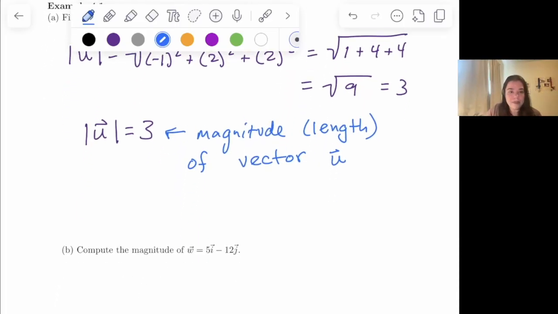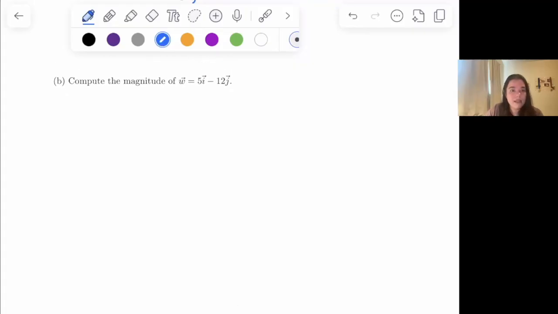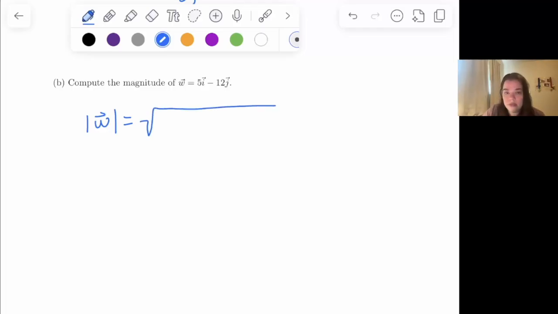Let's just do another. Part B, compute the magnitude of vector w. Notice there's only 2 components given to us here. So compute the magnitude of vector w using appropriate notation. We would say the magnitude of vector w is equal to, and then this formula again comes from just the right triangle trigonometry of finding the radius, or finding the length of a vector if you created a triangle. And that's where this formula comes from.